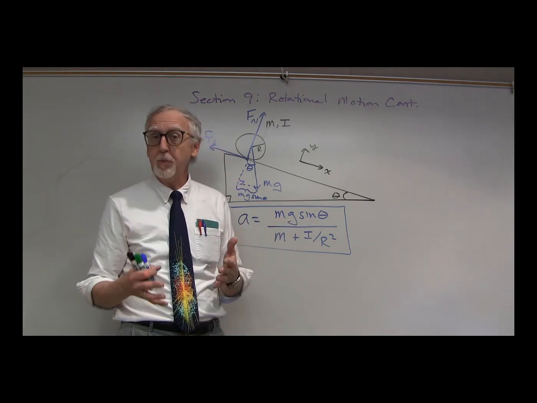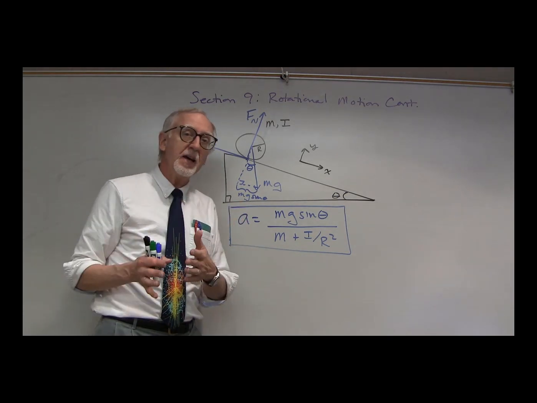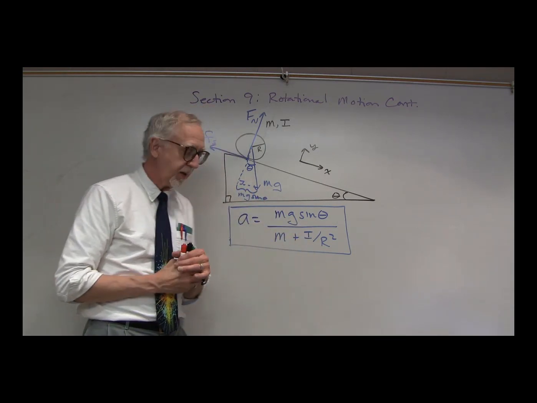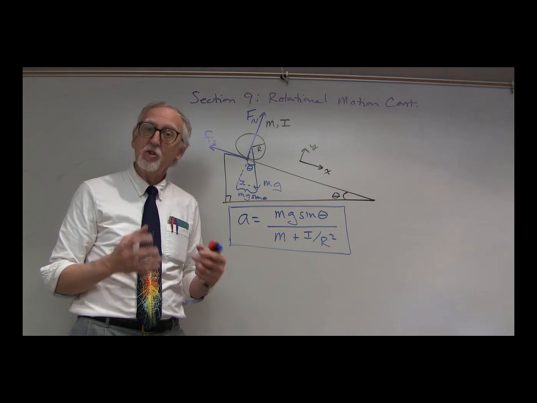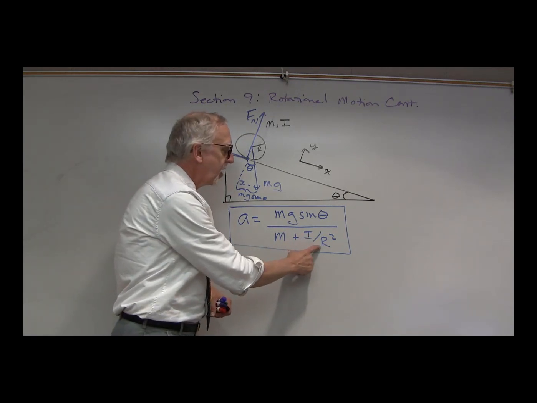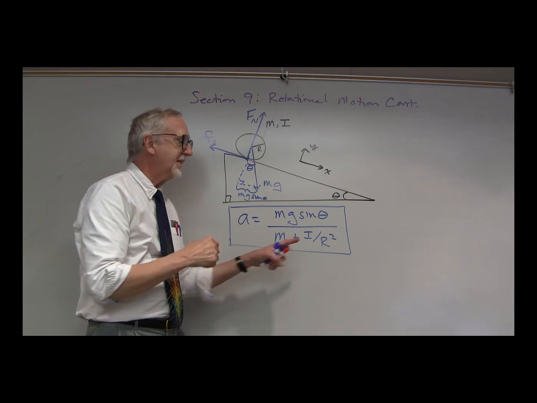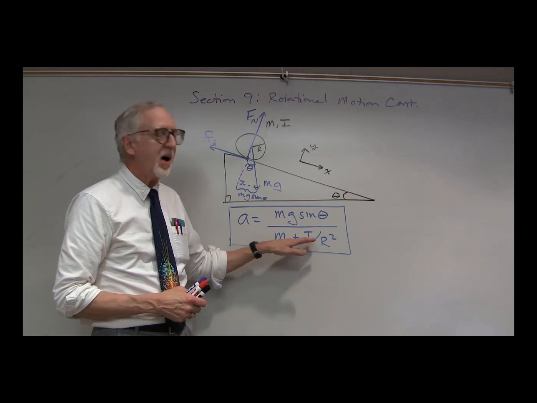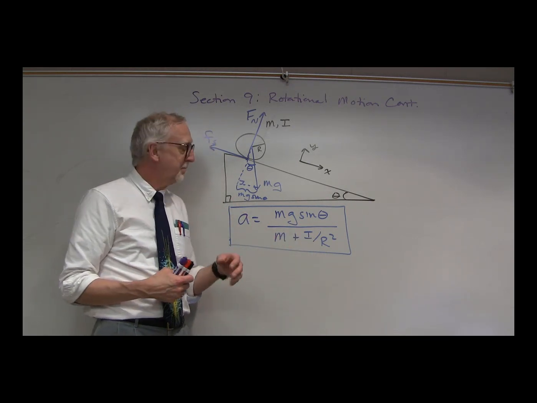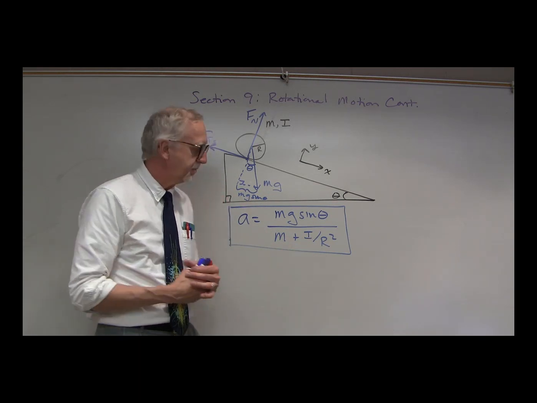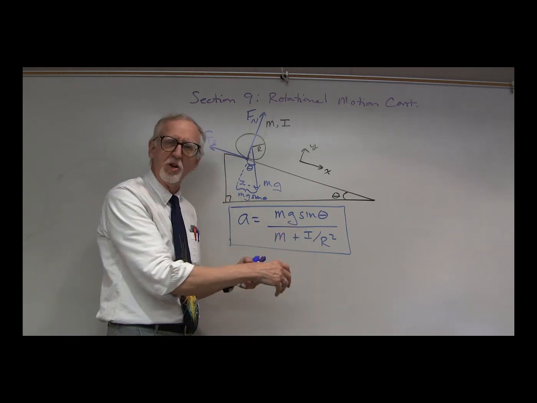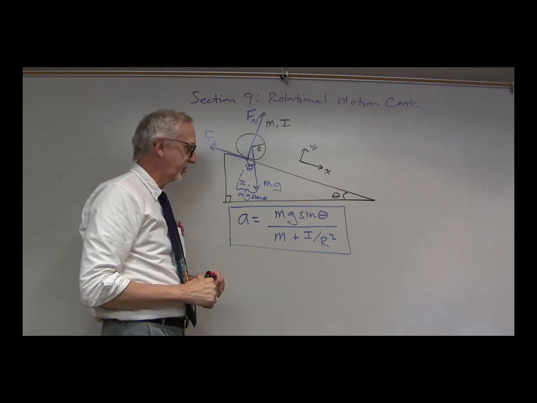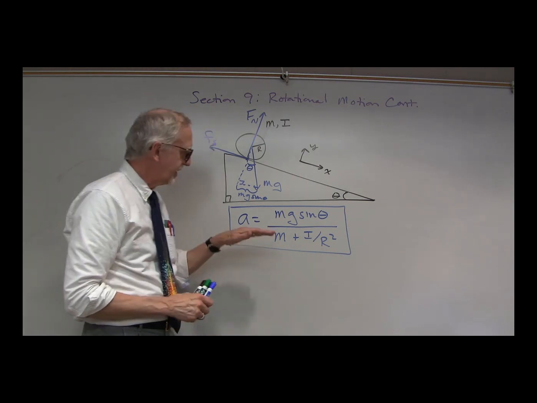But now it's got two parts, because not only is it translating, not only is it rotating, but it's translating and rotating. M is the inertia that it has to being translated. I over r squared, in terms of the linear motion, that's the inertia that the object has to being rotated. The bigger I, the harder it is for the object to be rotated. The bigger m, the harder it is for it to be translated. And combining these gives us the total inertia of the object to move down the incline with translation and rotation. Well, very, very good. So that kind of makes sense.